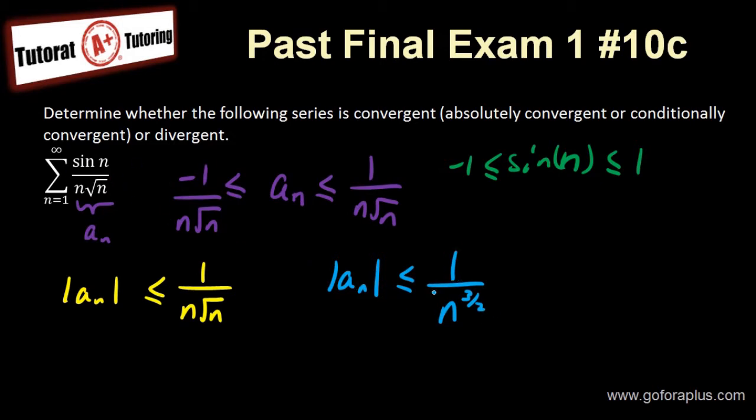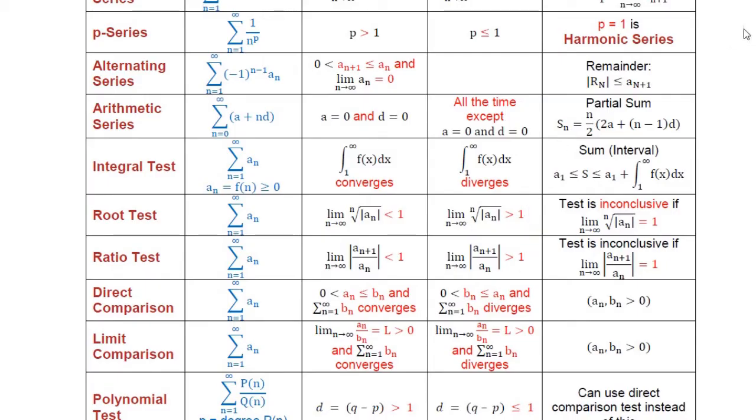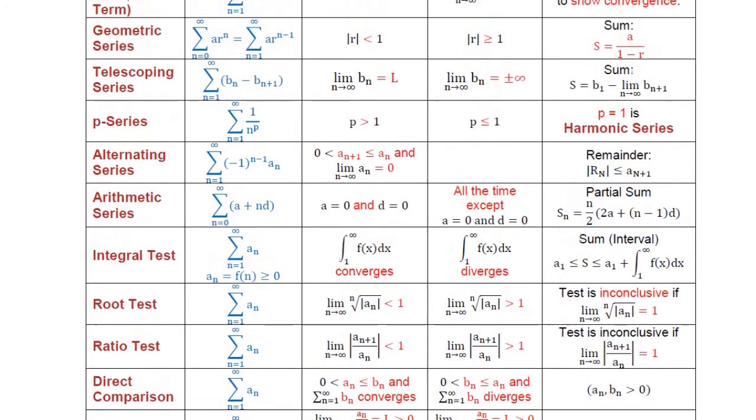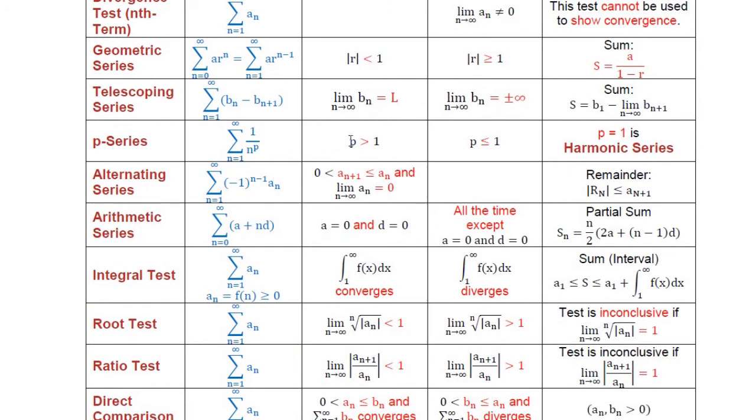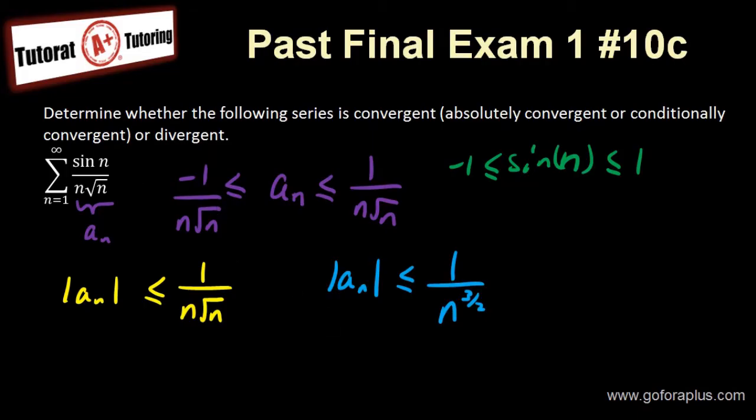Now 1 over n to the 3/2, if you look at this, I'm going to look at the p-series. If my p is bigger than 1, then that means it's converging. All right, so this part converges by p-series. Okay, if the bigger one is converging by p-series, the smaller one must also be converging, because this is the direct comparison test.